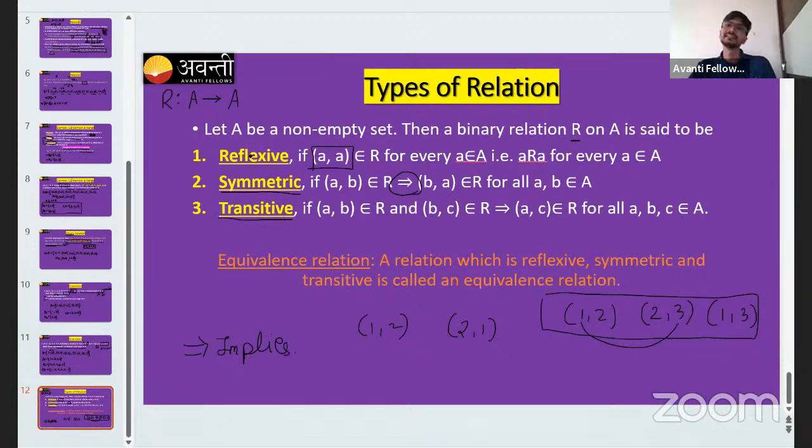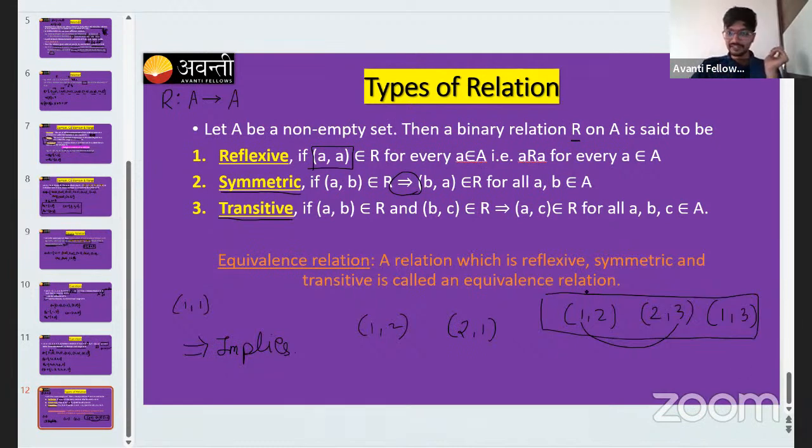So it's very simple. The simplest is reflexive. Means (1, 1) should be present. If both the elements are the same and are present in the relation, it is called reflexive. If the reciprocal (1, 2), (2, 1) are present, then it is symmetric. And if (1, 2), (2, 3), then (1, 3) is present, then it is transitive.